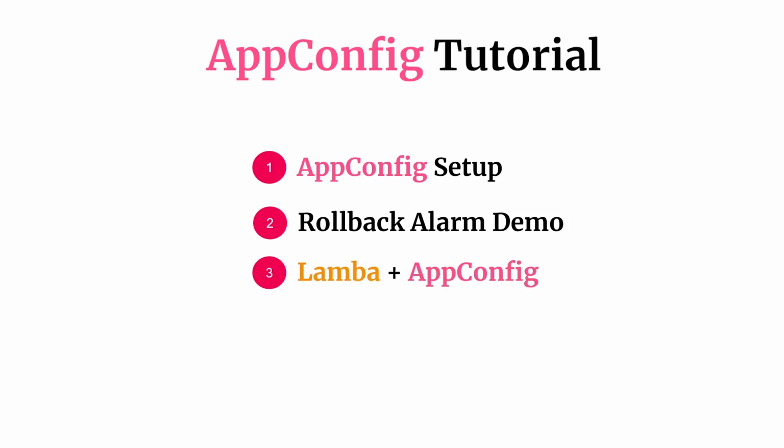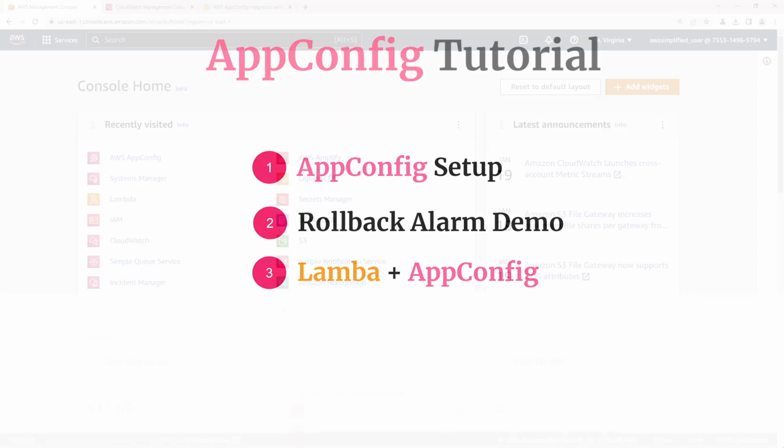In the third section, I'm going to show you how to set up AppConfig with AWS Lambda using Python, and we're going to be using the AppConfig extensions feature that makes it much easier to interact with AppConfig using a Lambda function. So that's what we're going to do in this video. I'll see you in the AWS console.